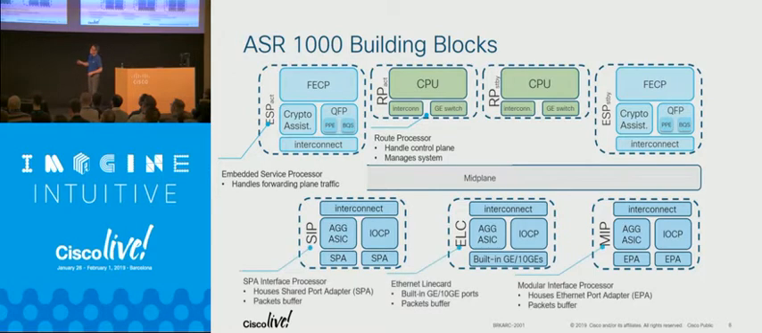The third component is the carrier card and the interface. We have the SIP, SPA interface processor, and the Ethernet LAN card, which has built-in gig and 10 gig interfaces. And the newer one is the MIP, modular interface processor. It carries the Ethernet port adapter.